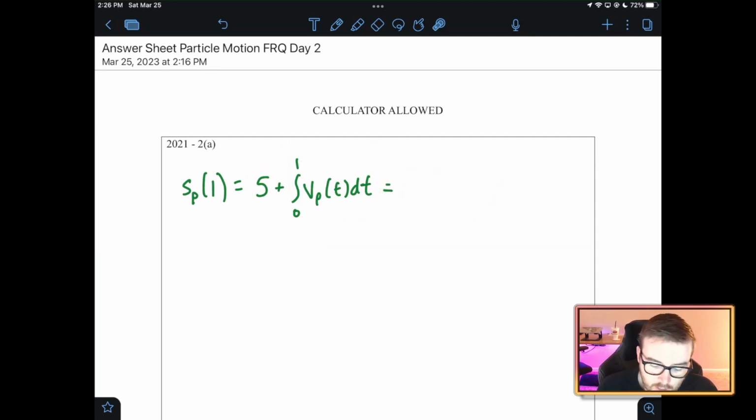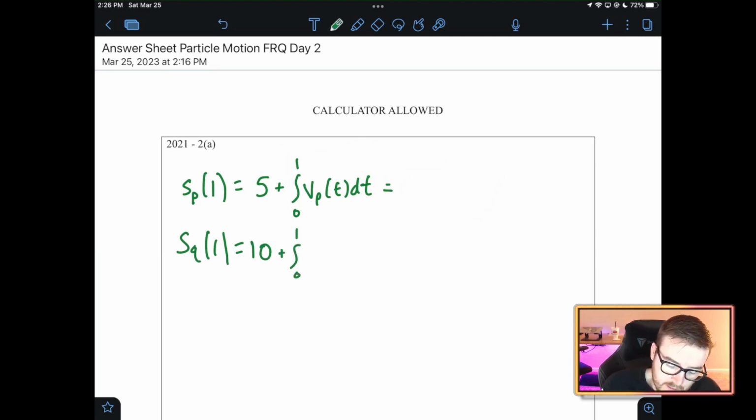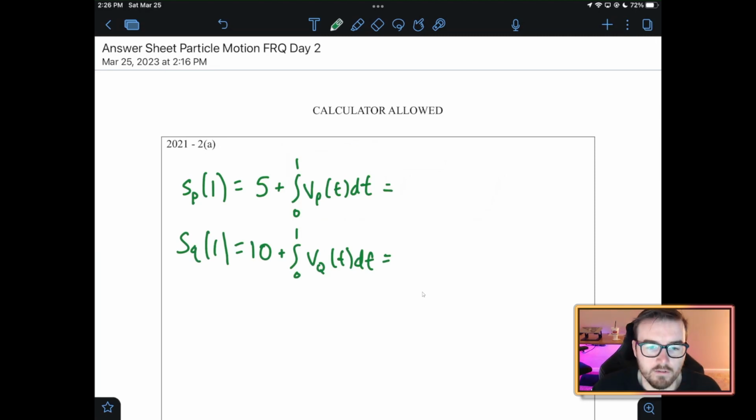This is a calculator question, so I'll put that into the calculator in a second. And similarly, for particle Q, we want the same thing. Its condition was that it's at 10 on the x-axis, and we're doing the same math except with the other velocity function. So there's our two values that we need to find.